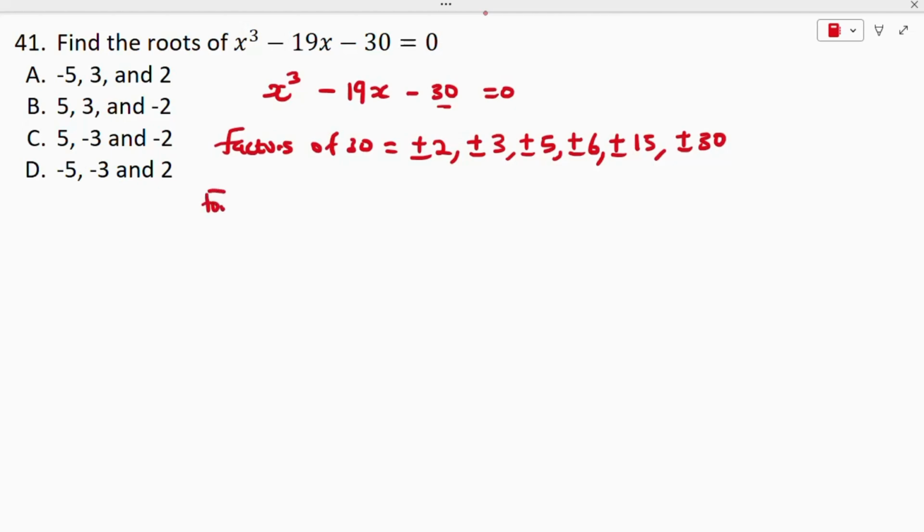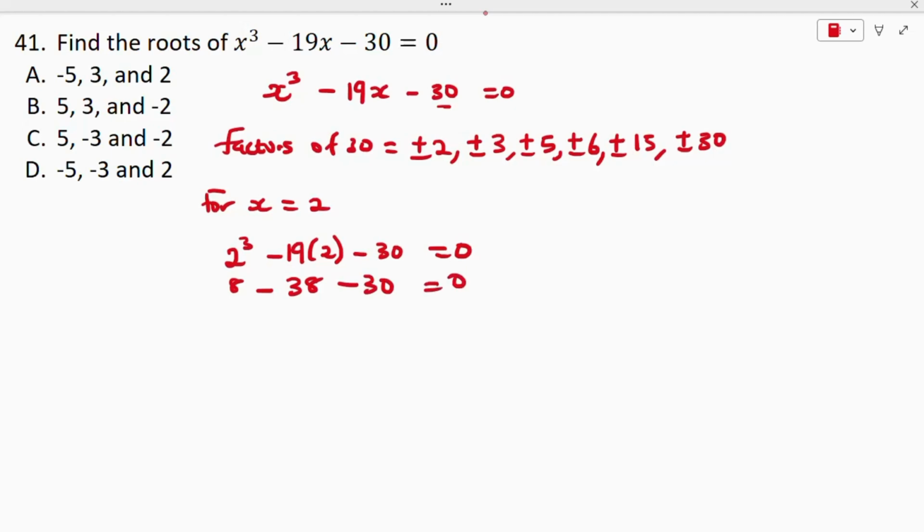So for x equals plus 2, we have 2 raised to the power of 3 minus 19 multiplied by 2 minus 30, and this is equal to 0. 2 raised to the power of 3 is 8, minus 19 times 2 is 38, minus 30. So this is not equal to 0 if you solve this, alright? So let's check for x equals what? Minus 2. So for x equals minus 2, we have minus 2 raised to the power of 3 minus 19 multiplied by minus 2 minus 30 equals 0.